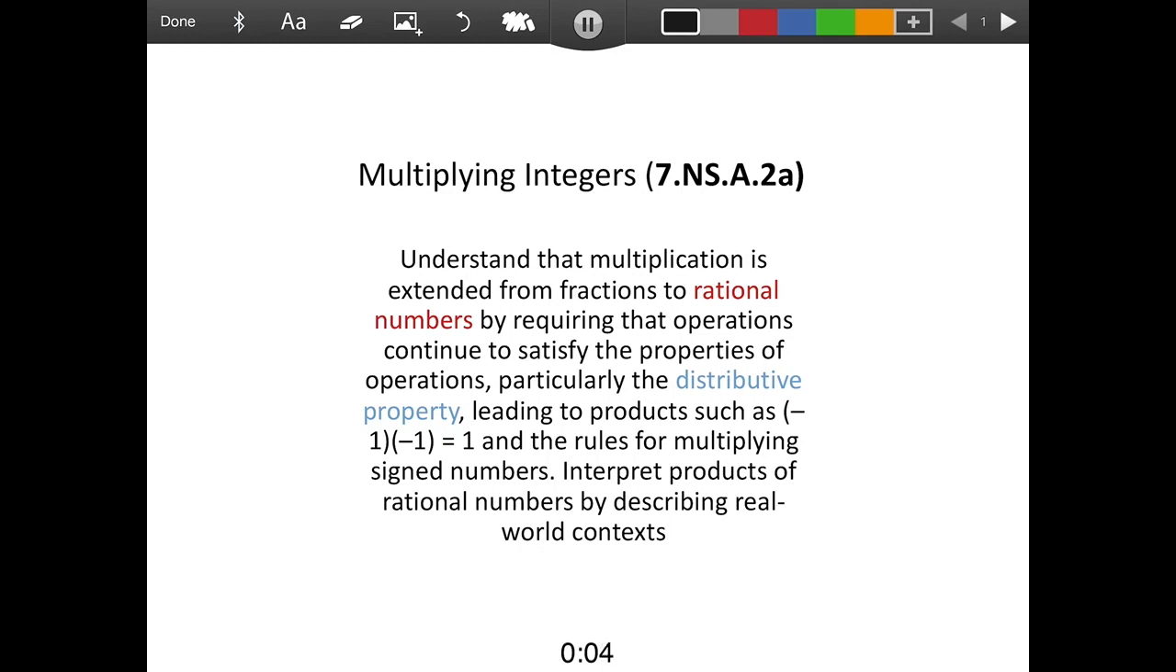All right, boys and girls, now let's take a look at multiplying integers. So first we're going to look at multiplication, how it is extended from fractions to rational numbers by requiring that operations continue to satisfy the properties of operations, particularly the distributive property, leading to products such as -1 times -1 equals 1, and the rules for multiplying signed numbers.